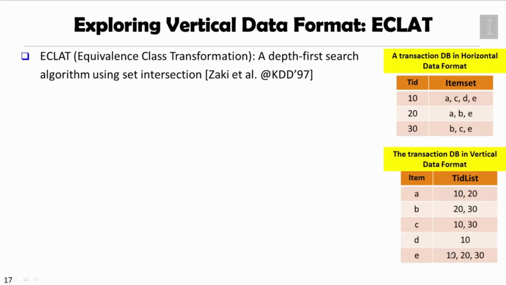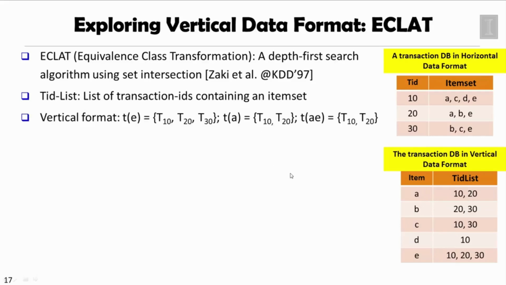What's the benefit of this? The first thing is you transform the item sets into TID lists. The total size is approximately the same if every ID has a similar number of bytes, but the way to compute will be different. With this TID list, for example, if you ask what is the TID list of E, you get 10, 20, and 30. What is the TID list of A? You get 10 and 20.